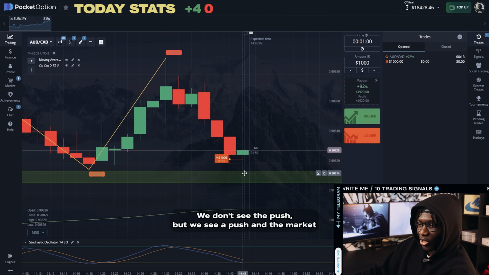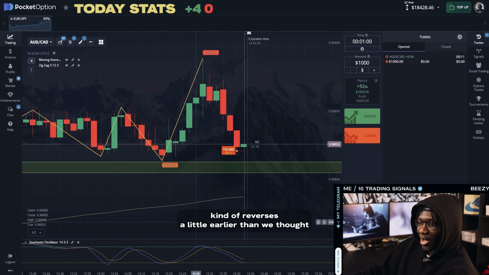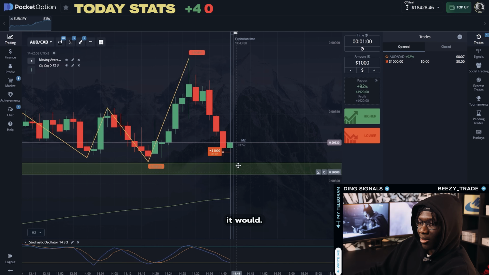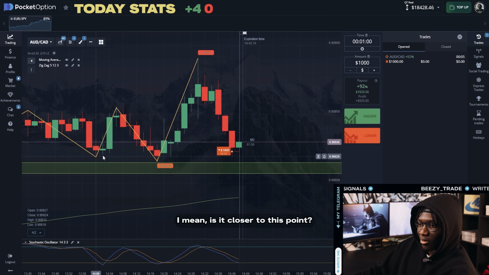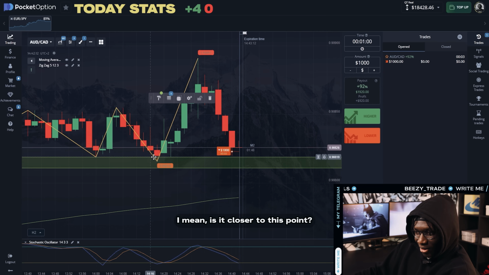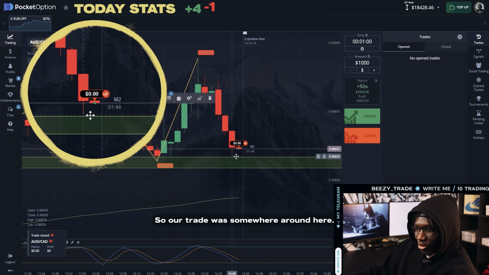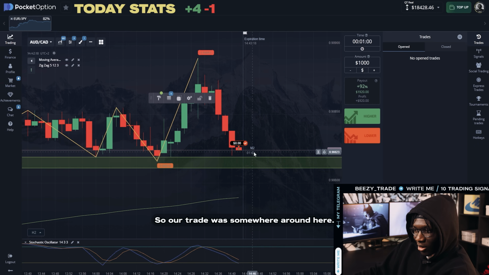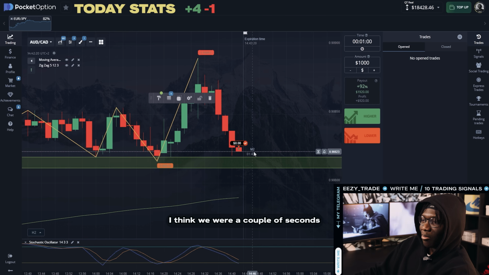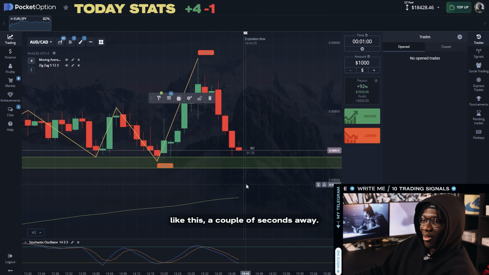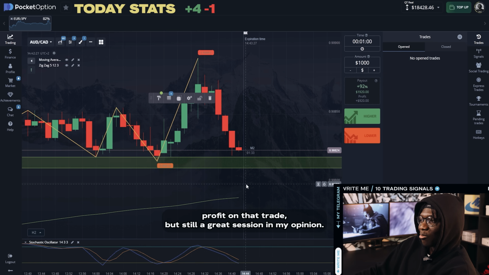But we see a push, and the market kind of reverses a little earlier than we thought it would. I mean, is it closer to this point? No, it's not. 2 seconds left. Come on. So our trade was somewhere around here. I think we were just a couple of seconds away, and we might have been able to take a profit on that trade.